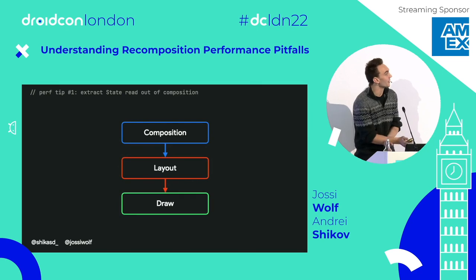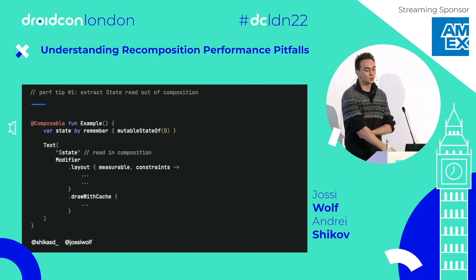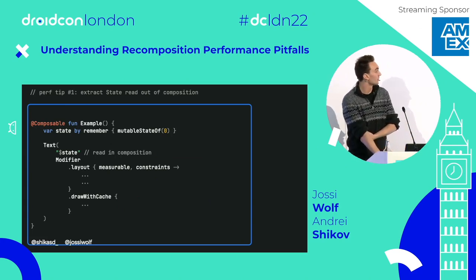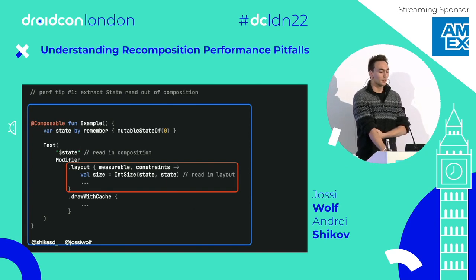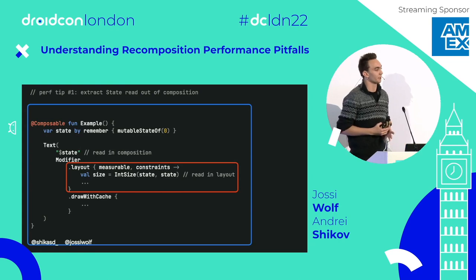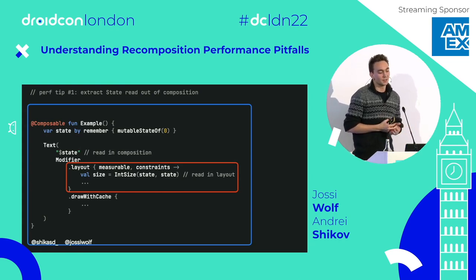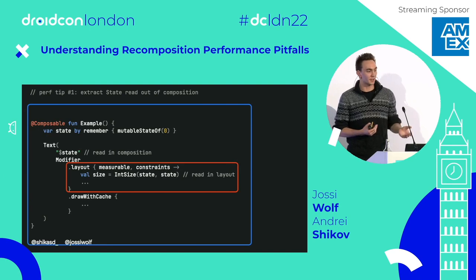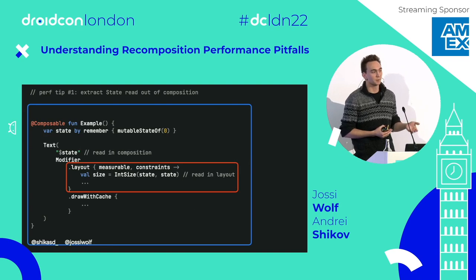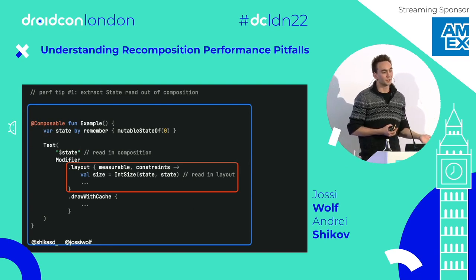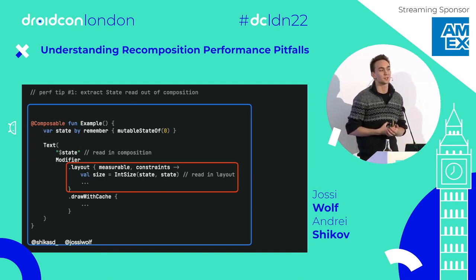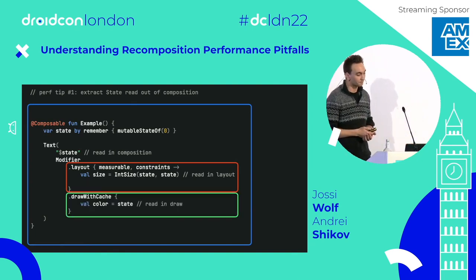So with that in mind, Compose actually does something very cool. In our example here, we have the composition, but then we can use, for example, the layout modifier. The layout stage and the draw stage each have snapshot observers. So they get notified if any state is read in the layout phase or in the draw phase, and then we know, well, this wasn't actually being consumed in composition, so we don't need to redo composition. We can just redo layout, or we can just redo draw, which is great, because it lets us skip a bunch of work. So that's awesome.